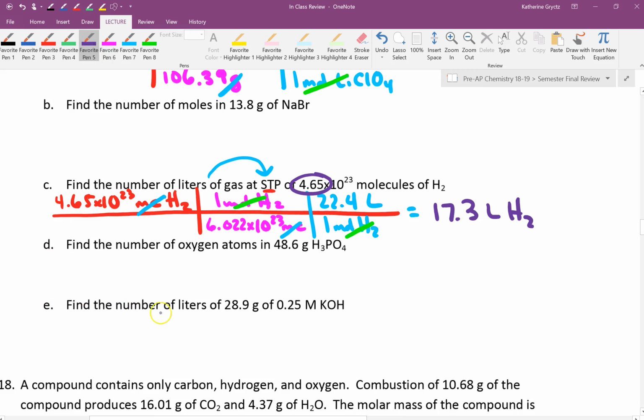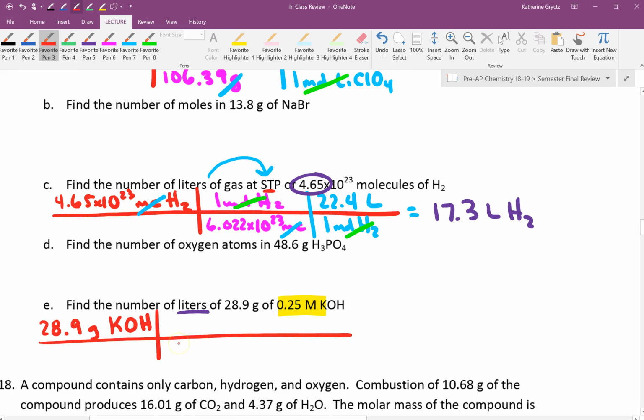E asks you to find liters again, but it doesn't say anything about STP. Instead, it gives you molarity. So this, you're not using 22.4 at all. Okay, you've got to use this molarity. So I'm going to work it like you guys were taught. So first thing we're going to do with that 28.9 grams is to convert that to moles. So we need to know molar mass. Okay, so molar mass is 56.11 grams per 1 mole of KOH.